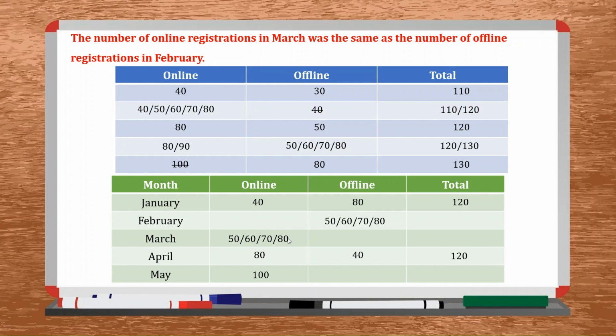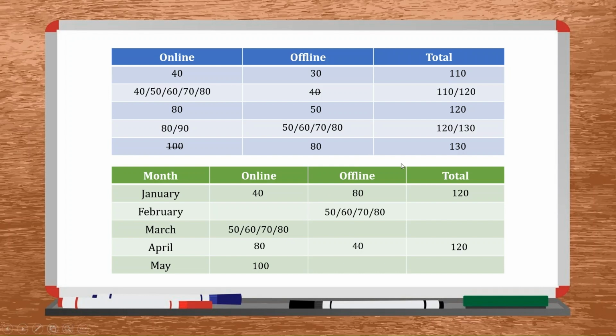Now let's try to apply some reasoning. First thing, the minimum value for offline is 30. I don't have 10 or 20 here, and then I have 50 available. So let's consider May. For May offline I cannot put 50, because if I put 50 the total will go up to 150, which is not possible. I don't have a value of 150 in the total column. So I will have to place 30 only in the offline column for May. So let's place 30 there.